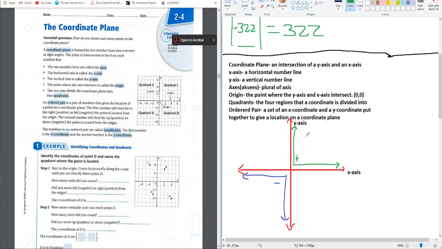The quadrants are split this way. So this is quadrant 1. You would also see it in Roman numeral like this. That just means quadrant 1. You'll need to know quadrant 2, quadrant 3, and quadrant 4.